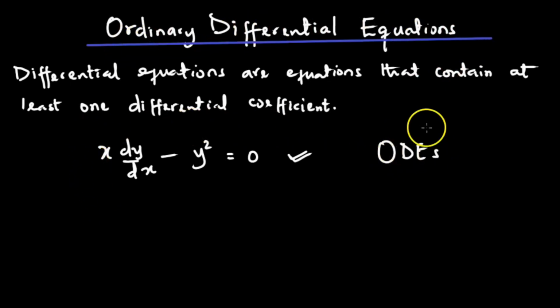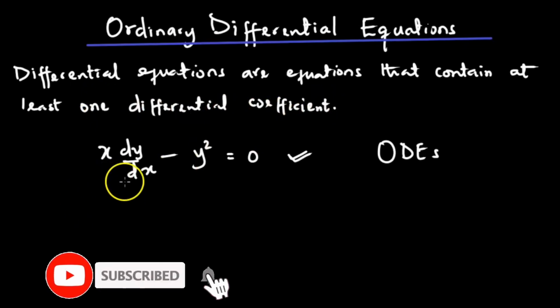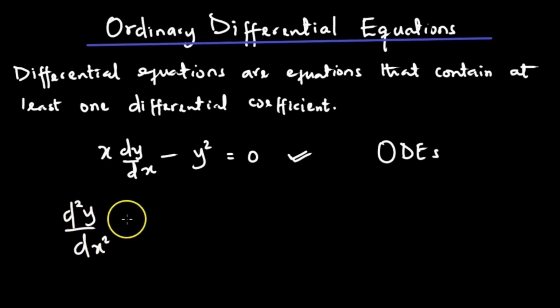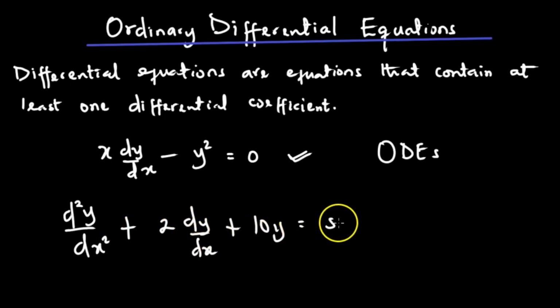Now, as it has been defined already, our differential equations must contain at least one differential coefficient. So we can have differential equations containing more than one differential coefficient. For example, I can have my ODE look like this: d squared y/dx squared plus 2 dy/dx plus 10y equals sine 2x. This is my ordinary differential equation.